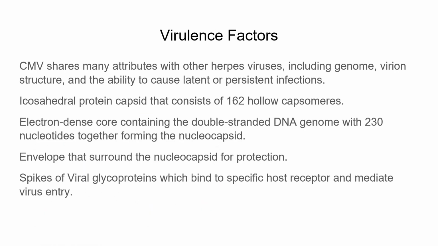CMV has many virulent factors. It shares many attributes with other herpes viruses, including genome, virion structure, and the ability to cause latent or persistent infections. CMV has an icosahedral protein capsid that consists of 162 hollow capsomeres, has an electron-dense core containing a double-stranded DNA genome with 230 nucleotides together, forming the nucleocapsid. It has an envelope that surrounds the nucleocapsid for protection, and spikes of viral glycoproteins which bind to specific host receptors and mediate virus entry.